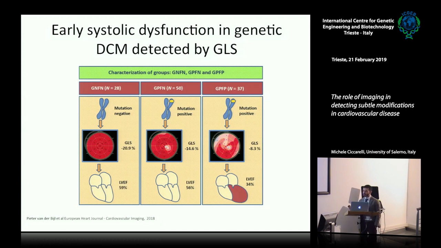This is just an example of how patients have been categorized: genotype negative and phenotype negative, used as control, genotype positive but still with a negative phenotype, and patients that already have the appearance of the disease. Even if the ejection fraction is not modified, the global longitudinal strain is already modified and gives you the notion that already in the early phase of the disease, we can evidence systolic dysfunction in some specific regions, specific segments of the heart.